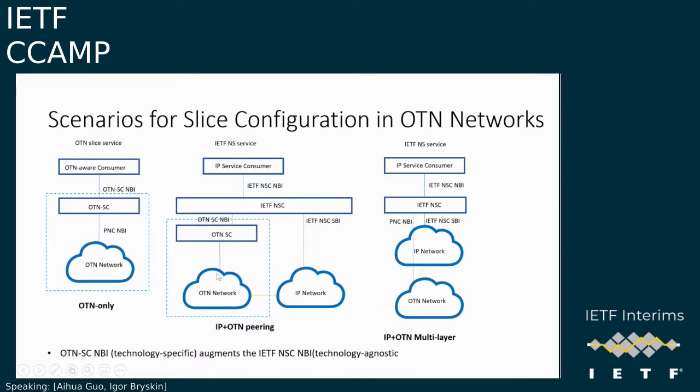And as a matter of fact, you see this. So the use case on the left and the use case in the middle for OTN, there's no difference. So it doesn't matter whether the request comes directly from an OTN aware consumer or from the IETF network slice controller, right?